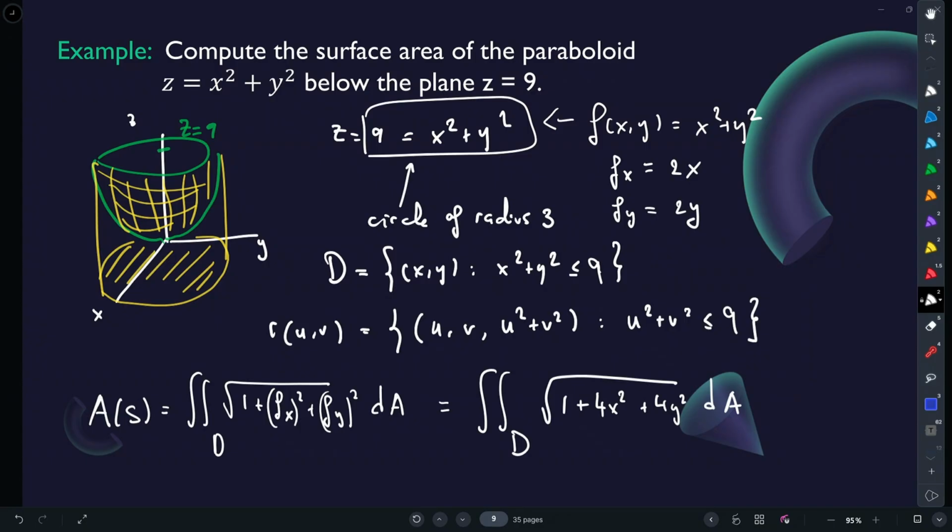In polar coordinates, because this region is a circle, and you can see that you can replace this as 1 plus 4 times (x squared plus y squared), and x squared plus y squared in polar is just r squared. So we can replace that nicely in polar.